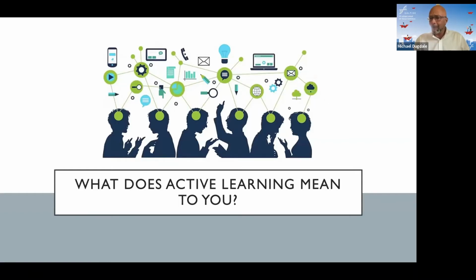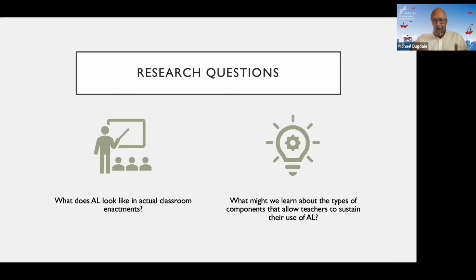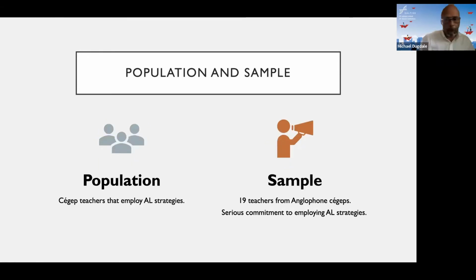I'm going to make a little bit of a dangerous statement and say, in practice, it actually is something a little bit simpler. So what we went in with was a question: what does active learning look like in a classroom, in actual classroom enactments? And what might we learn about the types of components that allow teachers to sustain their use of active learning practices? And for this little part of the study, we considered the population of CEGEP teachers.